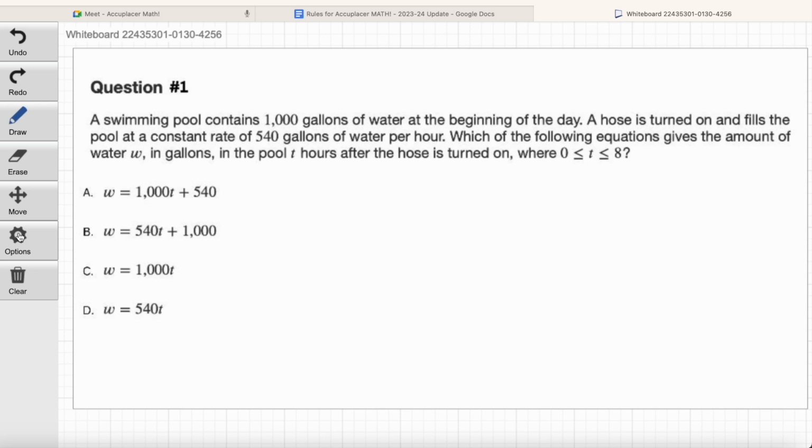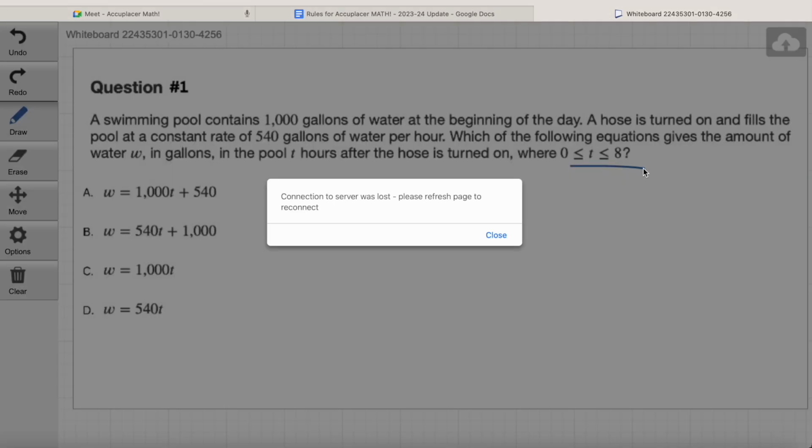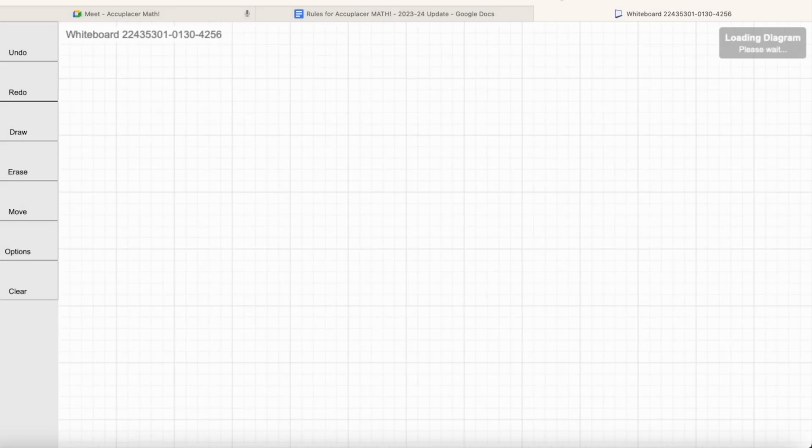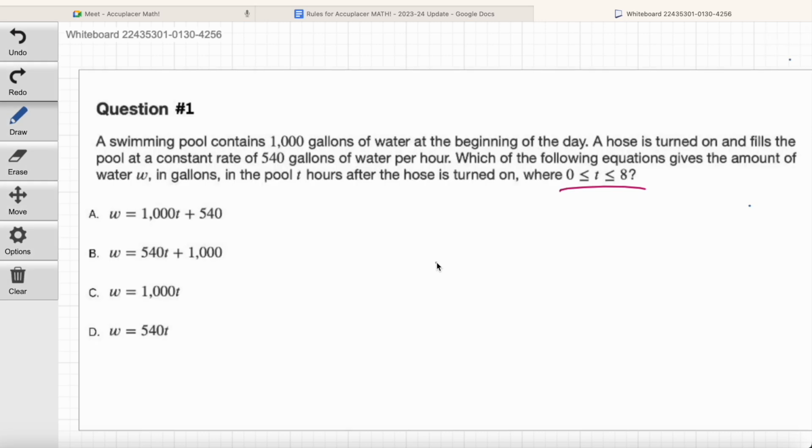equal to or less than 8? Yeah, this is tough to interpret here, but I'd read that as T is greater than or equal to 0, and T is less than or equal to 8. That's how I'd read it. Does that make some sense? Yes. Okay. Let me refresh my whiteboard here in just a second. Okay. All right. Good.